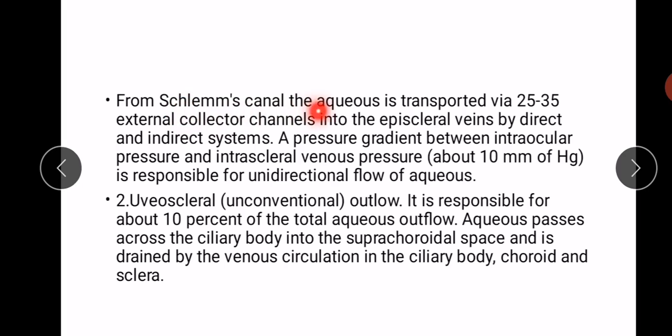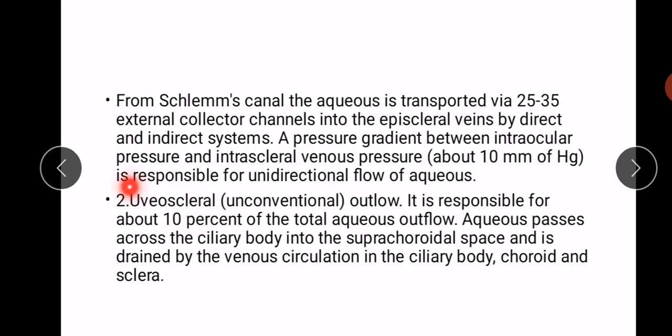From Schlemm's canal, the aqueous is transported via 25 to 35 collector channels into the episcleral veins by direct and indirect systems. A pressure gradient between intraocular pressure and episcleral venous pressure, about 10 mm of Hg, is responsible for the unidirectional flow of aqueous.